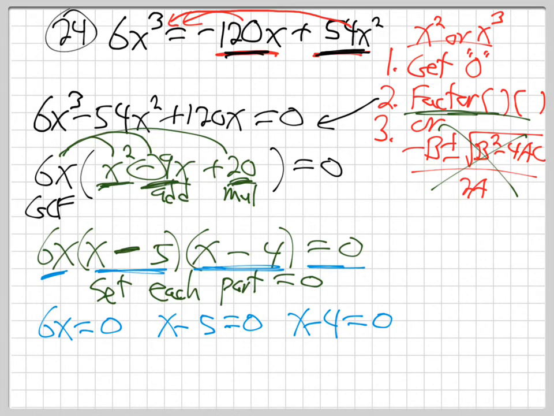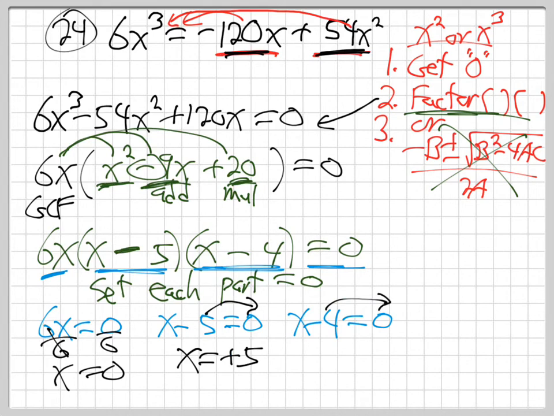So how do we finish solving that first one? Divide by 6. 0 over 6 is just 0. This one, jump the 5 over, becomes a positive 5. This one, jump the 4 over, becomes a positive 4. So the answers are 0, 5, and 4. 3 answers on that problem. So that was a pretty hard one. All right, 25.